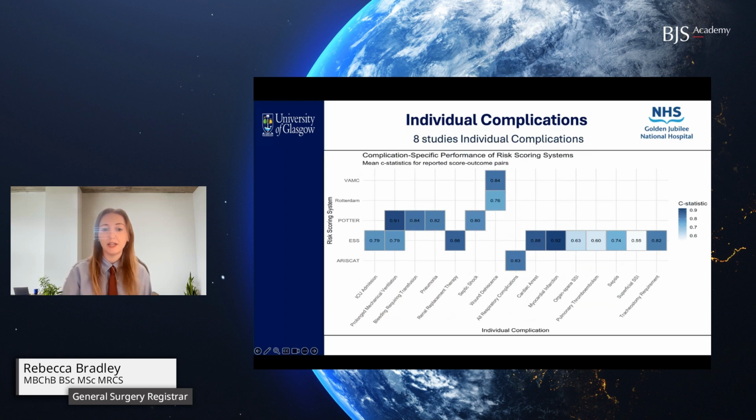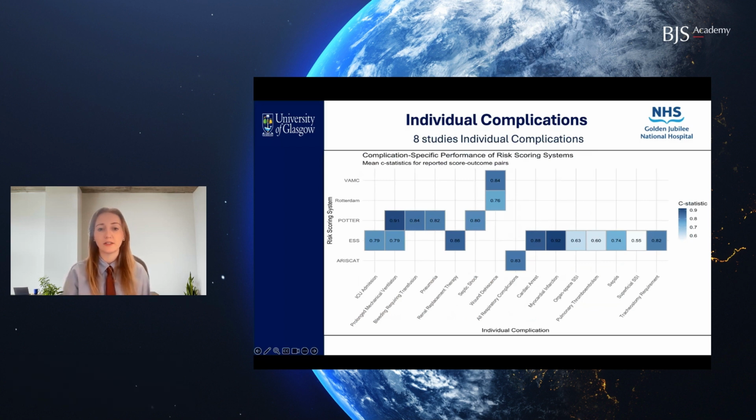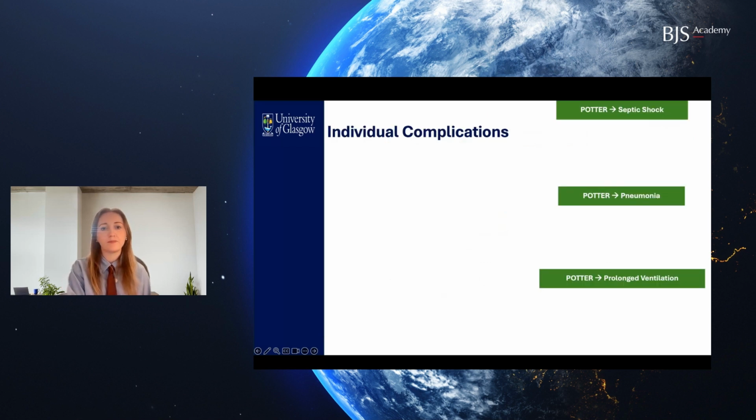For the individual complications, you can see the ones that were gathered on the x-axis here, and on the y-axis are the scoring systems which were used to predict them. 8 studies included this information, and for each of the boxes in this graph, the darker the colour, the better the predictability of the score. So for example, the POTTER score predicted prolonged mechanical ventilation with a C statistic of 0.91.